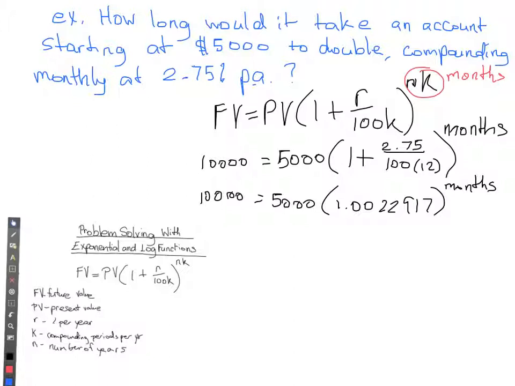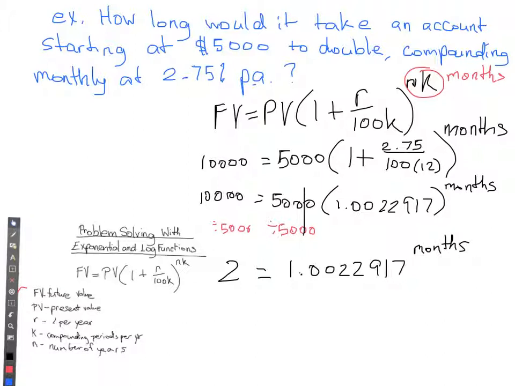At this point, we can still do one more thing to isolate our expression with our exponent. We have 5,000 here, and that's not being raised to this power. So to get rid of this, I can divide both sides by 5,000. On the left side, we have 2, and on the right side it cancels, and we have 1.0022917 raised to the number of months.